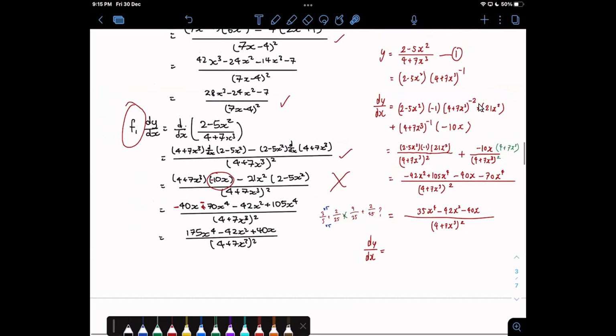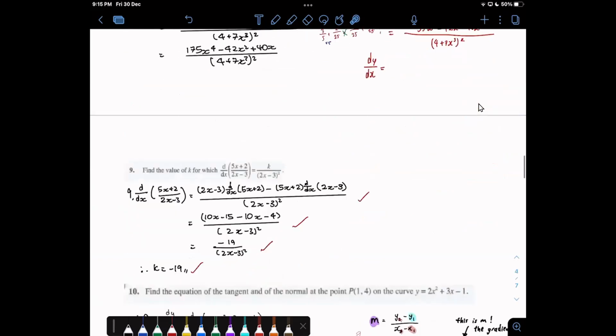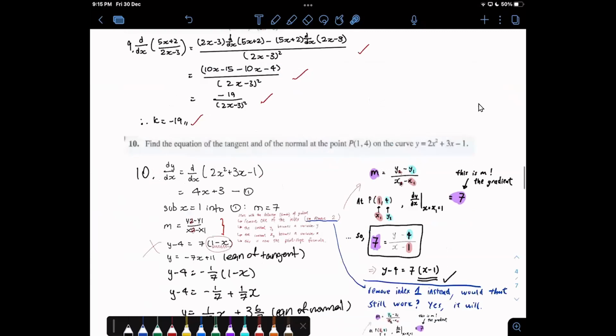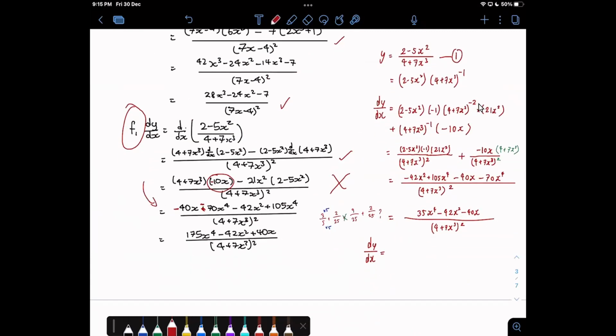Just make sure you are careful in your differentiation chain rule. Remember the negative sign. Moving on. Next. Any questions first? No? Okay. Just be careful of the negative sign.